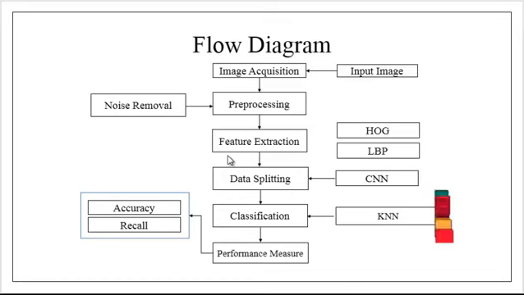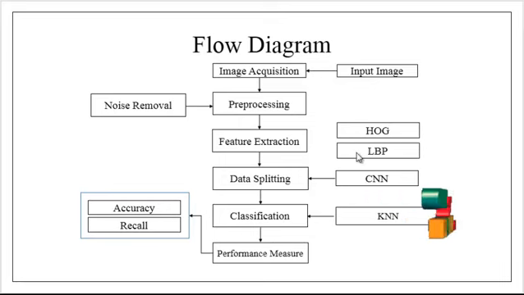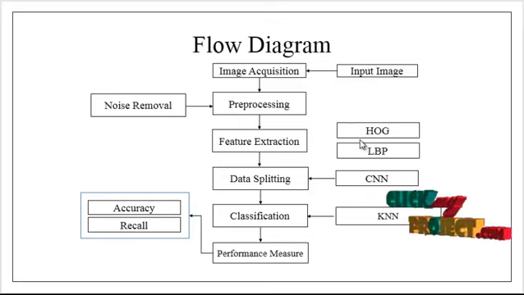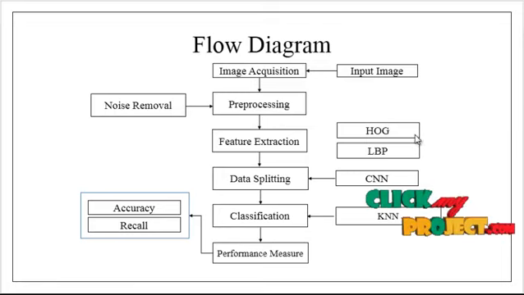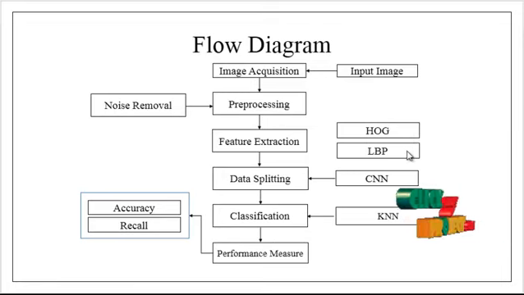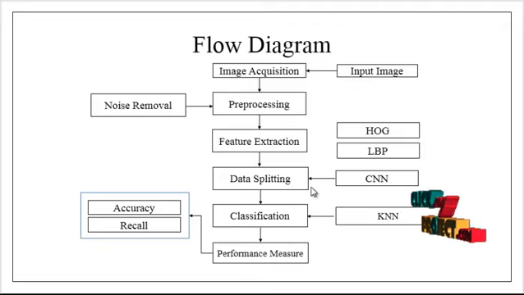After the noise removal, we move on to the third stage of the project, that is feature extraction. In this feature extraction, we have two kinds of feature extraction algorithms, HOG and LBP. HOG is abbreviated as histogram of oriented gradients. LBP is abbreviated as local binary patterns. The HOG feature is used to extract the color-based features. The LBP feature is used to extract the pattern-based features.